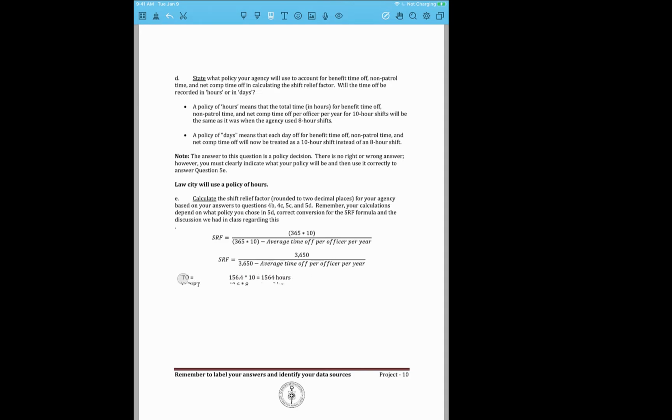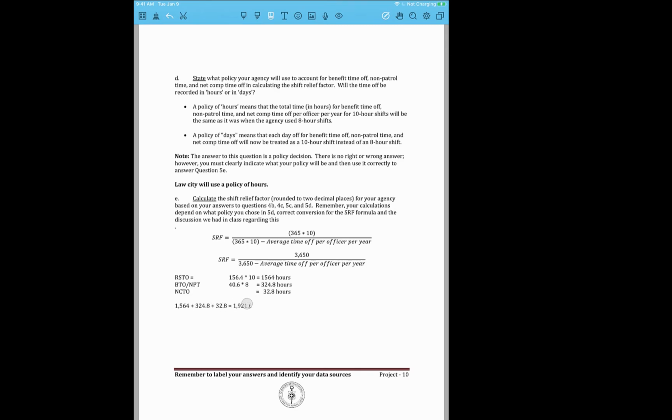All right, so our RSTO, 156.4 days off times my 10-hour shift now gives me 1,564 hours. Our BTO NPT was already calculated at 40.6 days times that 8-hour shift length. That gives me 324.8. You had already calculated that in question 4. NCTO, you'd already calculated that, 32.8 hours.